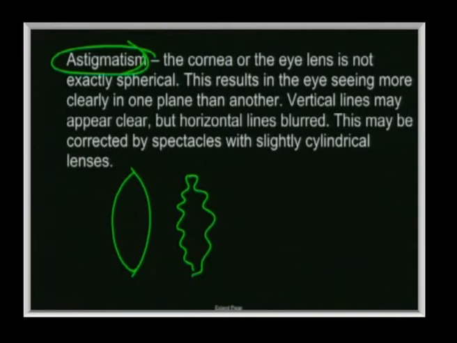Now, those ridges cause the person to see things clearly in one plane but not in another. Now, when I'm talking about planes, I'm talking about horizontal lines or vertical lines. If you have astigmatism, you might see horizontal lines perfectly, but the moment you bring in vertical lines, things start getting a little bit blurry.